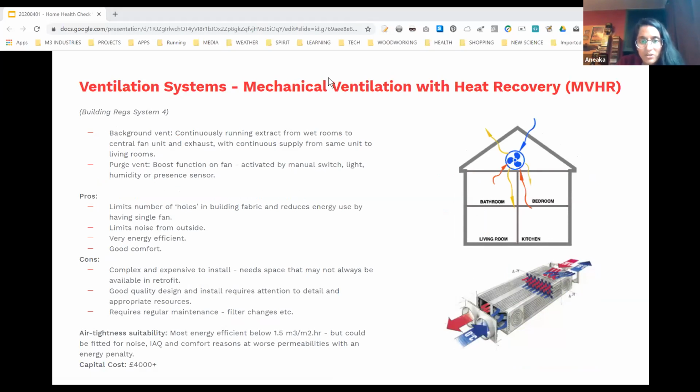Can trickle vents be installed into PVC? That's a tricky one. I would go to a window installer. I think PVC is particularly difficult because it's hard to adjust. I don't know if anyone else has had experience heat exchanging the fan. Yeah, no, I do understand that.